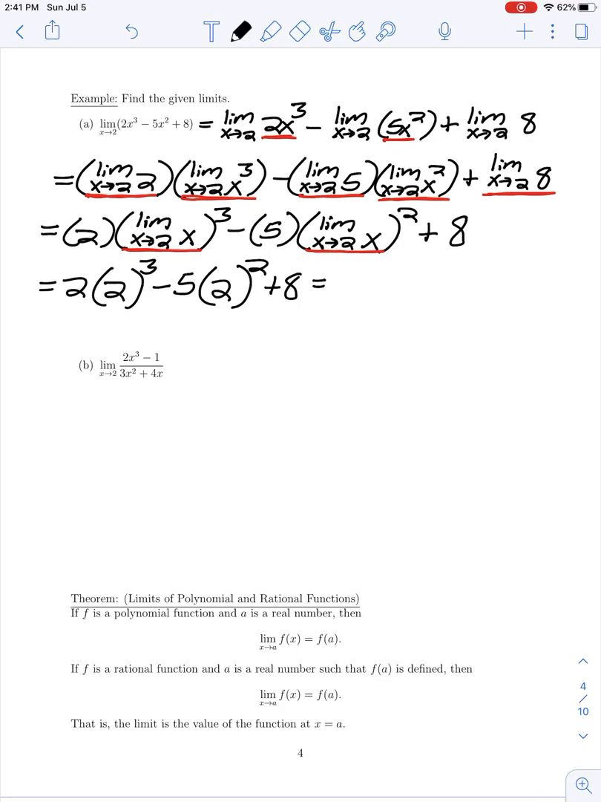So let's see what we're left with here. We have 2 times 2 cubed is 8, minus 5 times 2 squared is 4, plus 8. So here we would have 16 minus 20 is negative 4, plus 8 leaves us with a positive 4.